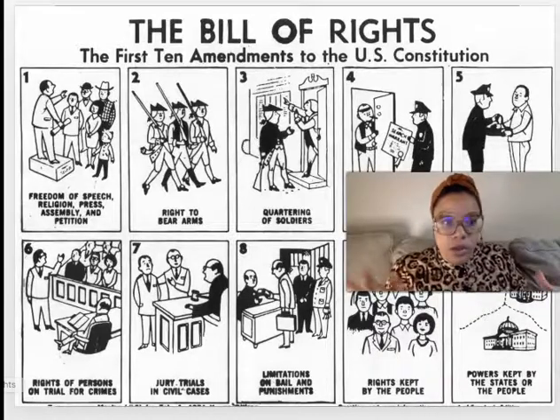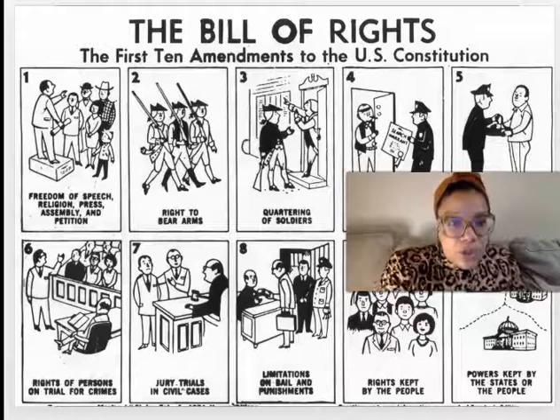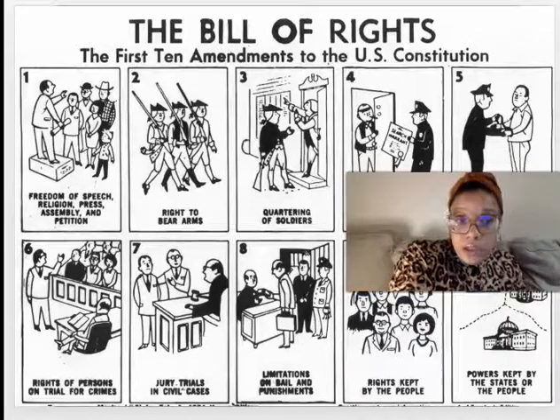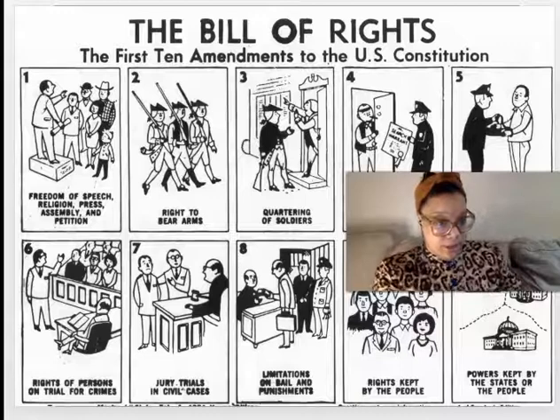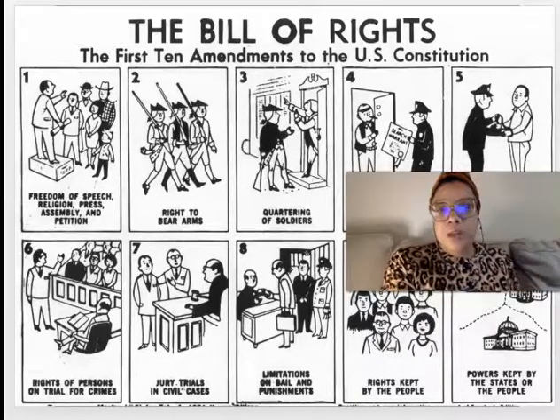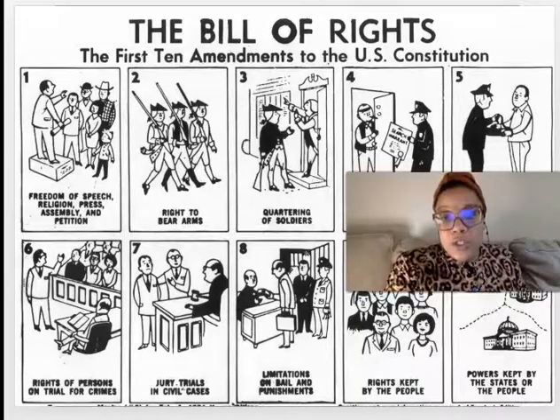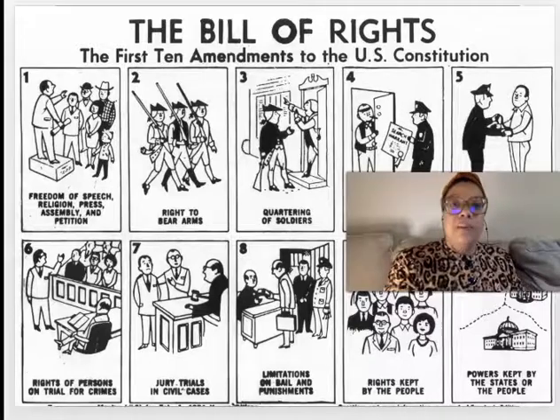So, I guess I should say them since we're together. Freedom of speech, religion, press, assembly, and petition, that's 1. The right to bear arms, that's 2. And of course, these are simplified, but we can go on. The quartering of soldiers, arrest and searches. These are the themes of these amendments.